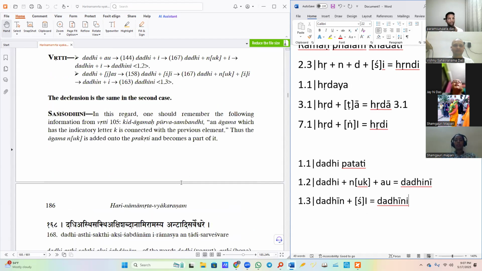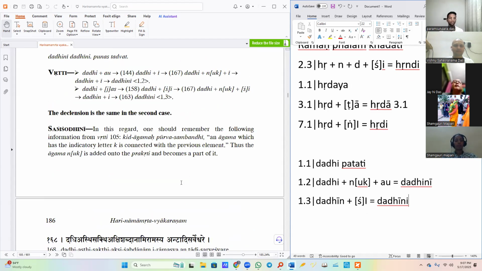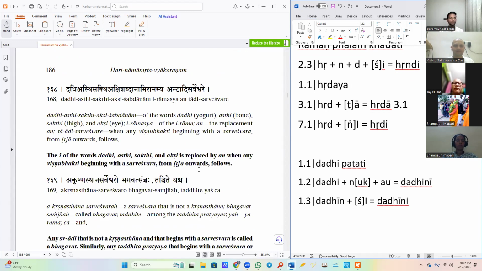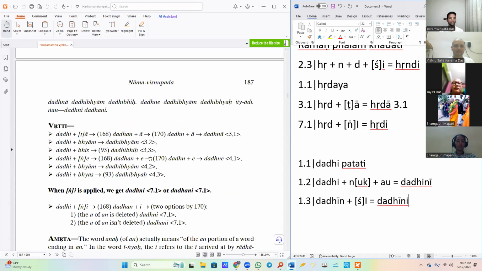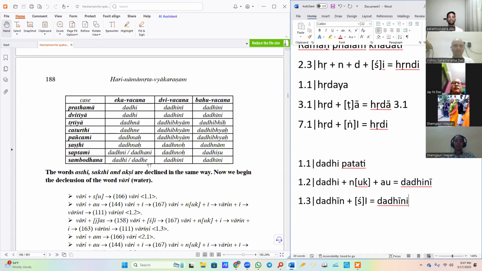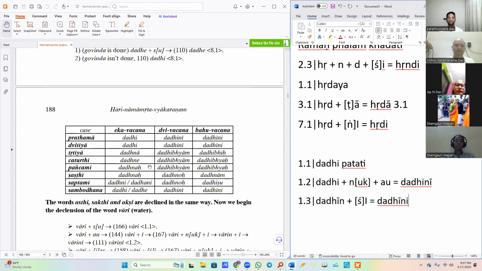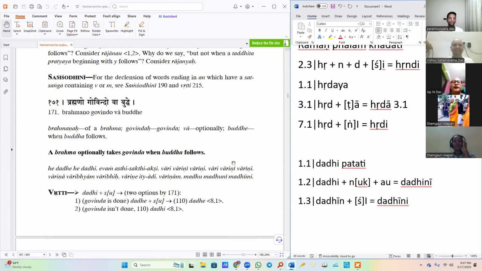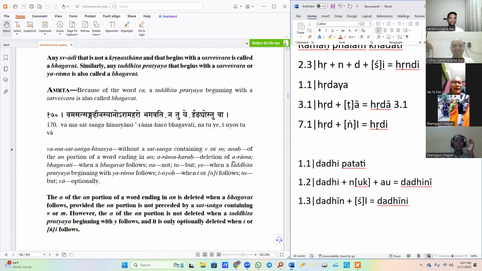Shall I complete this Dadhi Shabda? It will take four more sutras to complete this word. If you want, we can stop here. If you want, we can complete it as per your wish. Let's take a poll. How many of you say we should complete? Okay, one devotee says yes, we can complete. Wow, we have studious students.